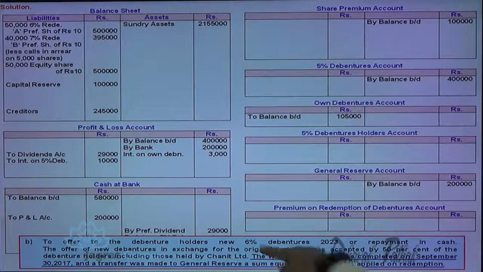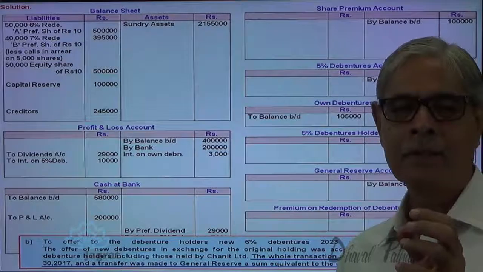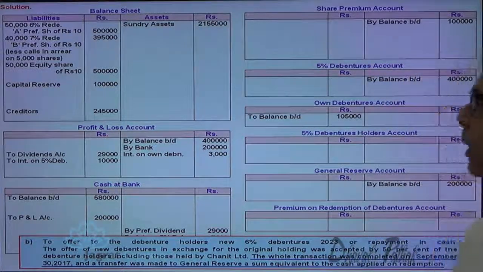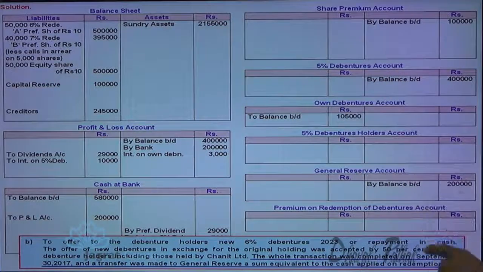Now, first of all, debentures are due for redemption, so amount payable for debenture will be transferred to debenture holders account. So 5% debentures account debit to debenture holders account credit, that is the first entry.